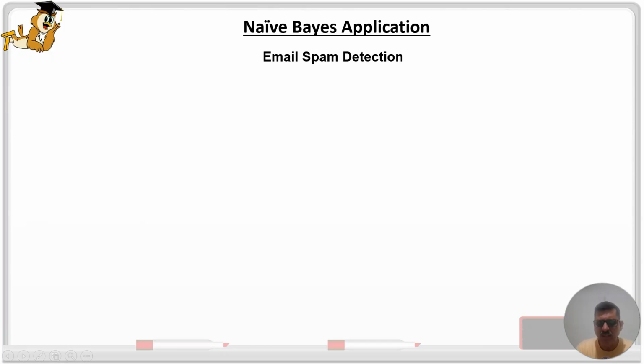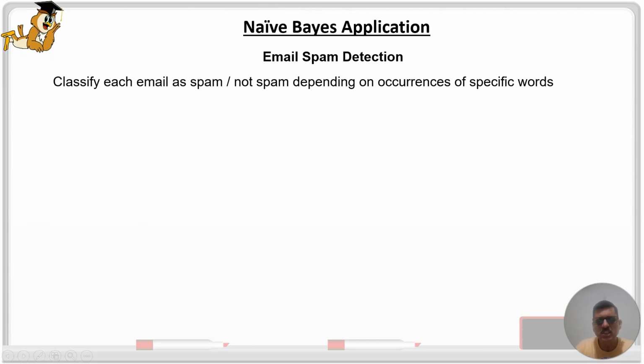Let's take an example to explain what we have done here. Email spam detection. This is a common application of naive Bayes. What we are going to do here is classify each email as spam or not spam, depending upon occurrences of specific words.